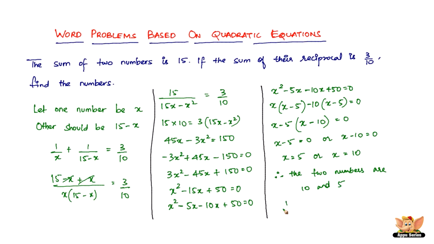And the reciprocals, 1 by 5 plus 1 by 10. Let's see what it gives. We have 2 plus 1 by 10, which is 3 by 10. You can solve this if you want to check. Well, I'd skip a lot of steps, assuming that you definitely do know how to take the LCM and add fractions. So yeah, we've checked it. Therefore, the numbers that we're looking for are 10 and 5.